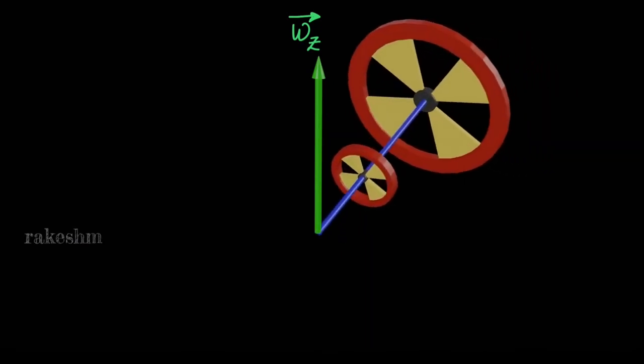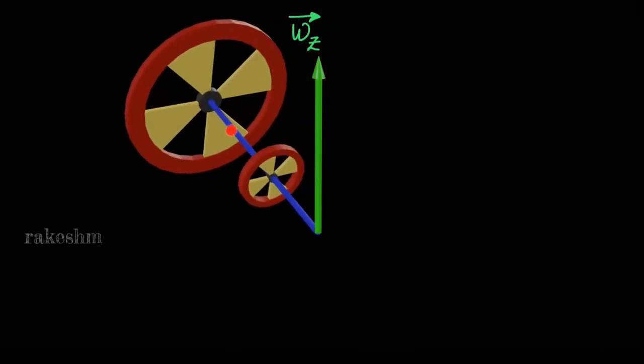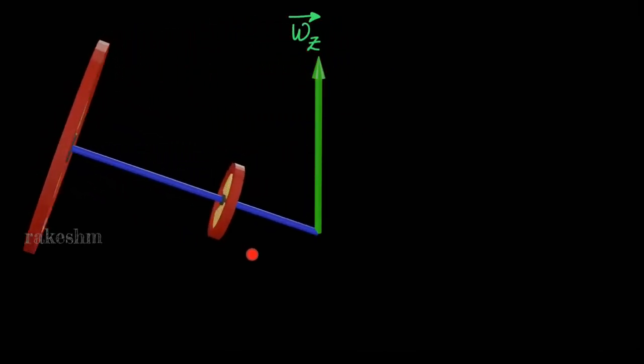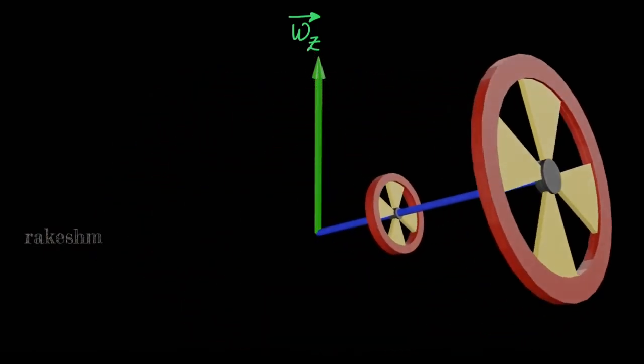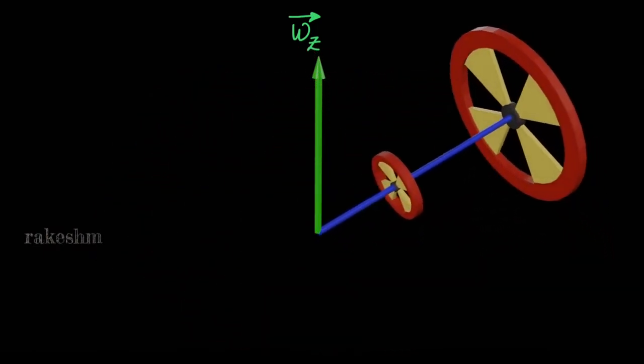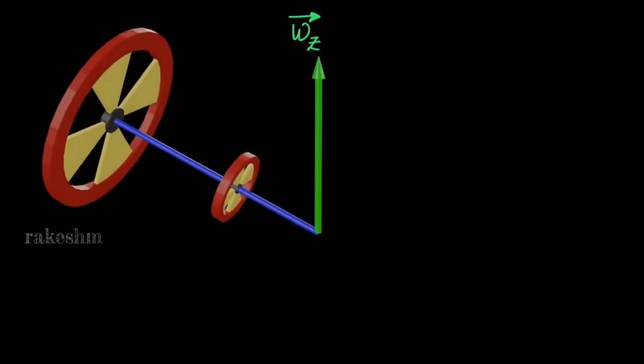We can observe here that the center of mass of this assembly goes around the z axis with angular speed omega z. So basically what we need to find is this omega z in terms of omega.